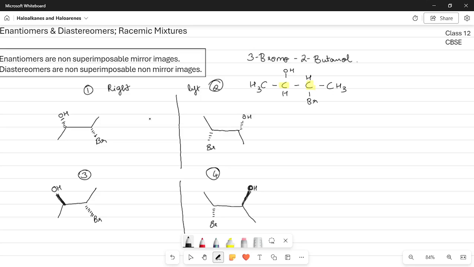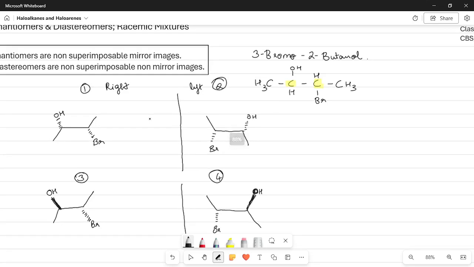So when you have equal amounts of both the enantiomers, it is called a racemic mixture. When you have equal amounts of both the enantiomers, they tend to rotate the plane of polarized light to the same extent but in the opposite direction. So this means that they are a racemic mixture, and racemic mixtures are going to show zero optical rotation.